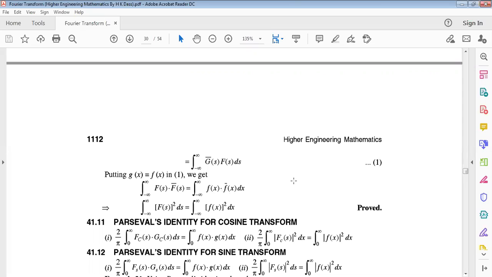Z absolute value whole square. That means complex number whole square you can write. So in functional values also it can be written as f of x and conjugate of x will be f of x whole square, absolute value.